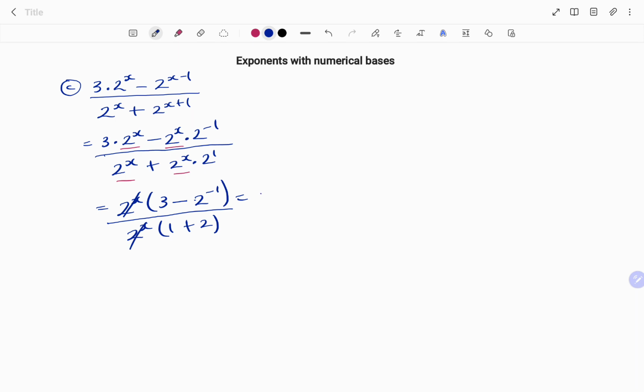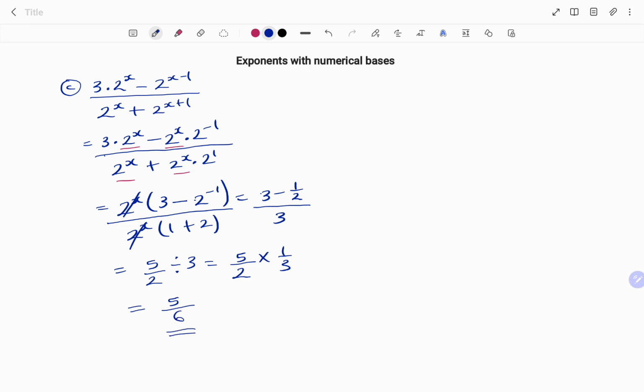At the top, I have 3 minus, if I change that to a positive exponent, that will be 1 over 2, all over 3. That will give me 3 minus 1 over 2. That's 5 over 2 divided by 3. And if I change that, it's going to give me 5 over 2 times 1 over 3. Therefore, my answer is 5 times 1, 5 at the bottom, 2 times 3, 6.